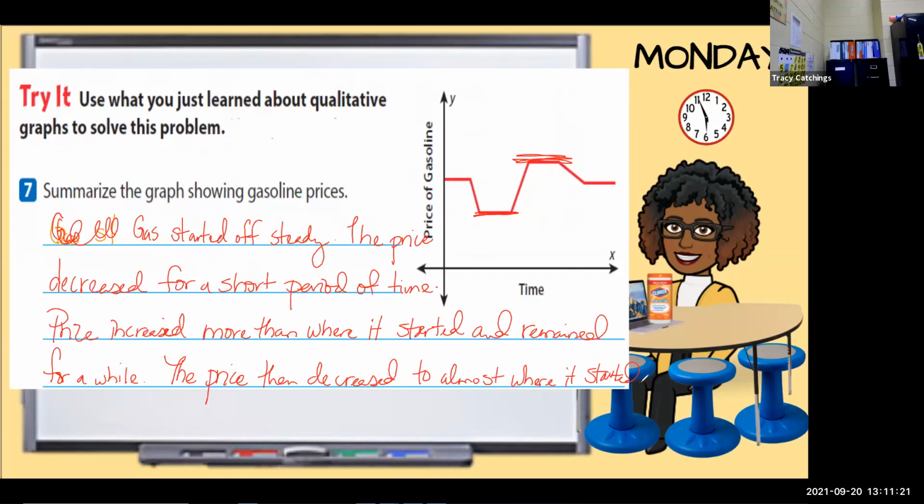Price increased more than where it started and remained. That's an I. Might be different too. I know my handwriting is off sometimes. So gas started off steady, the price decreased for a short period of time. Price increased more than where it started and remained for a while. And then the price decreased to almost where it started.